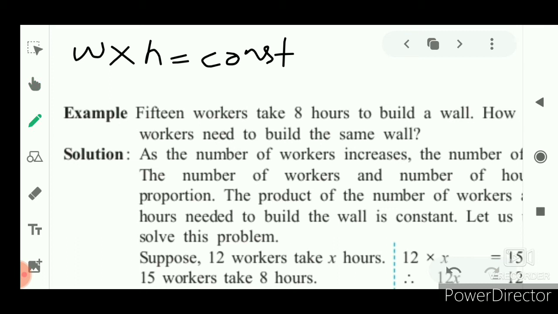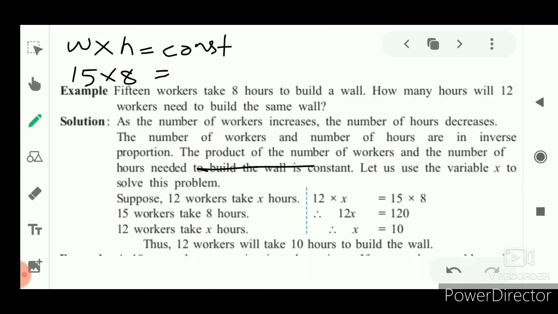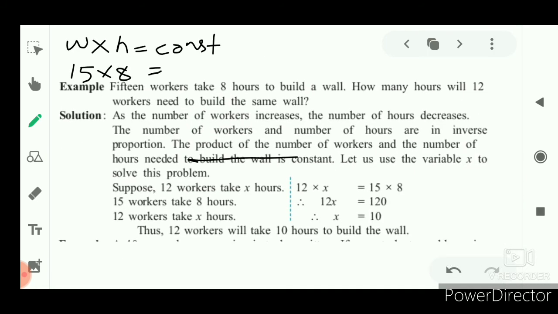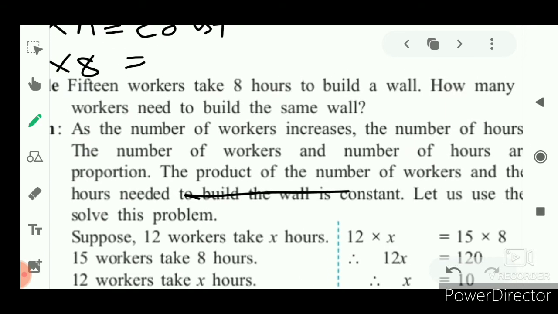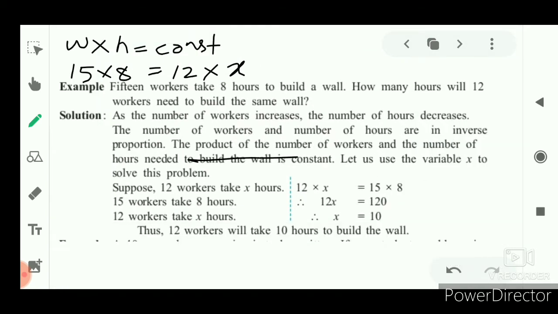15 workers take 8 hours, so 15 into 8 equals how many hours will 12 workers need to build the same wall. So here 12 workers suppose need x hours. Okay, 15 into 8 equal to 12 into x. And this is clear. That is, 12 into x equal to 15 into 8, that is 12x equal to 120. So x equal to 10. Thus 12 workers will take 10 hours to build a wall.